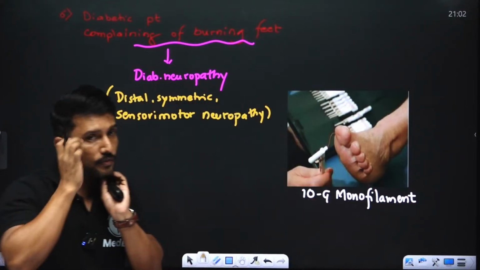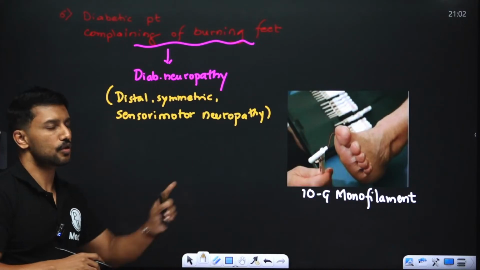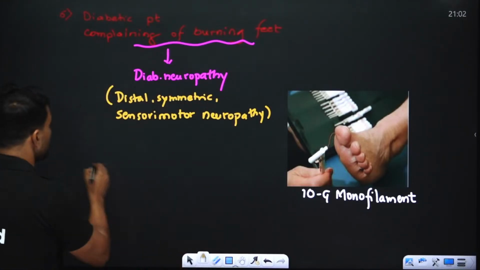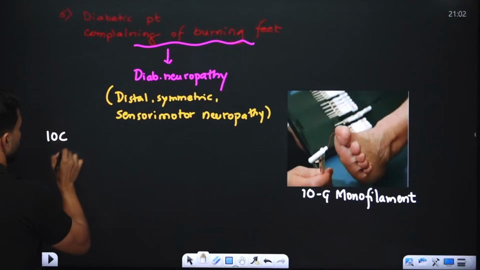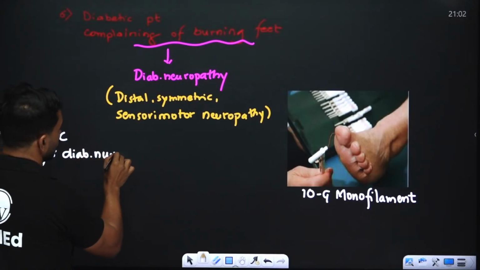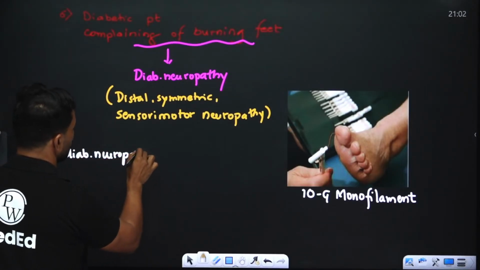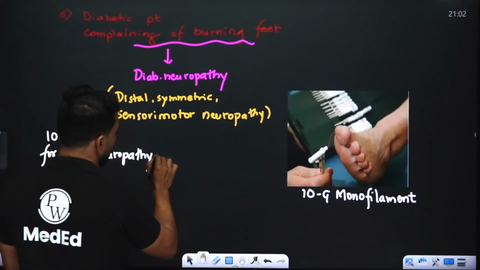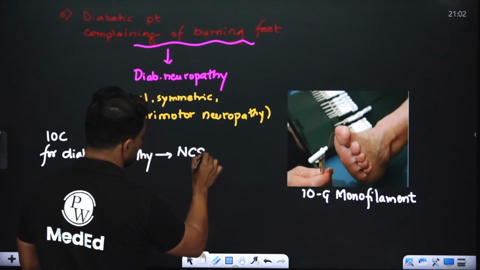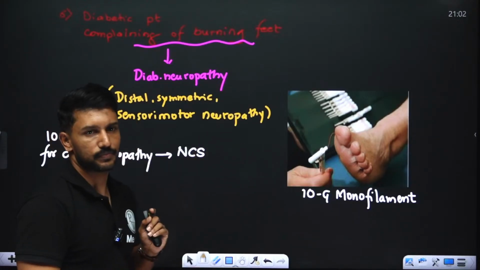In the context of diabetic neuropathy, why are we using it? It is not used for the diagnosis of diabetic neuropathy. So please remember, the investigation of choice for diabetic neuropathy will be the nerve conduction study. I have to do the nerve conduction study to prove that there is myelin and axonal injury. We will call it nerve conduction studies, NCS.